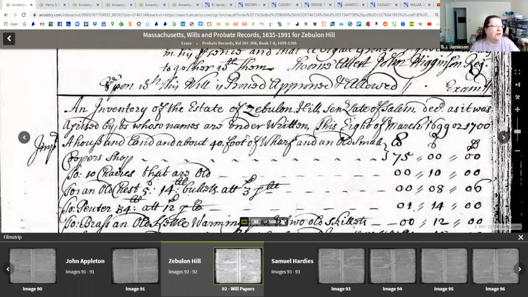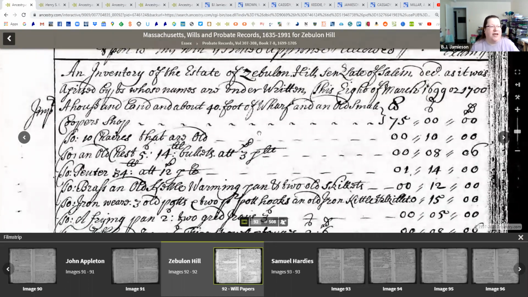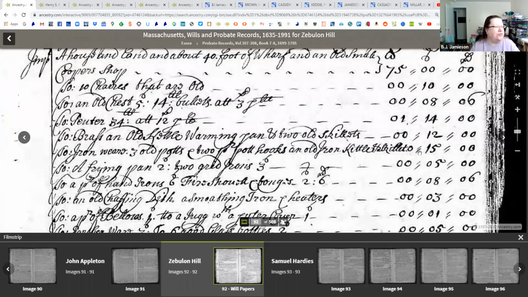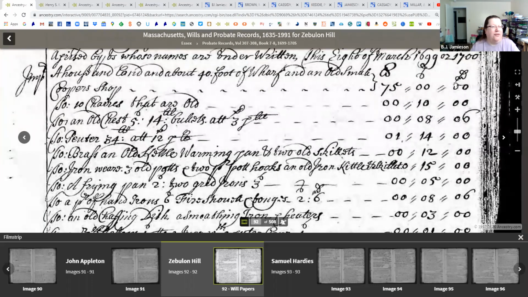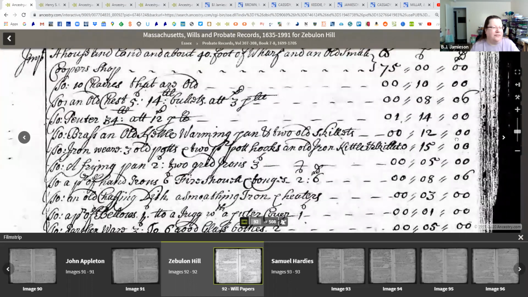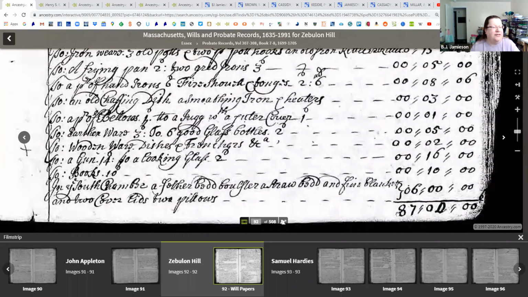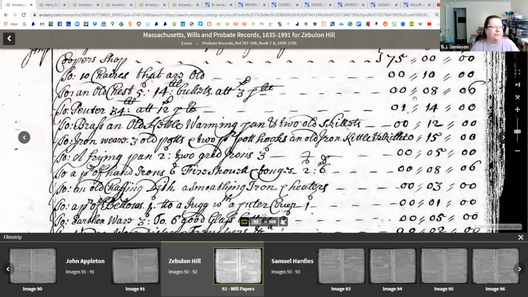And then here is the inventory of his estate. And basically this is saying, here's what I owned that's worth something. So you can see the Cooper shop is worth 75 pounds. And everything else pretty much, with just a couple exceptions, is only measured in shillings and pence. So 75 of the 87 pounds on this page is his shop.